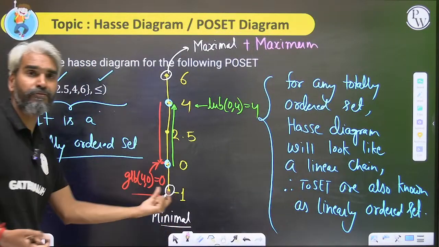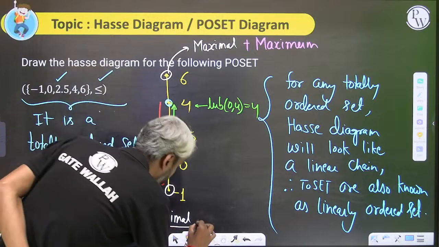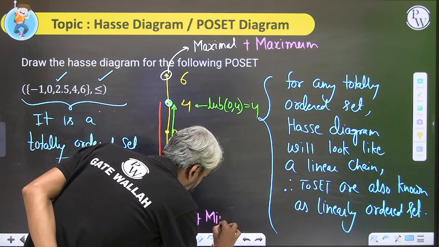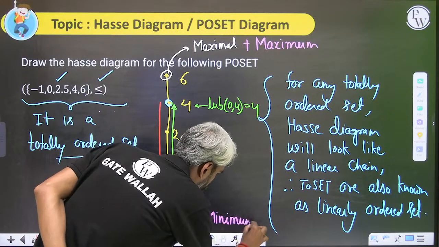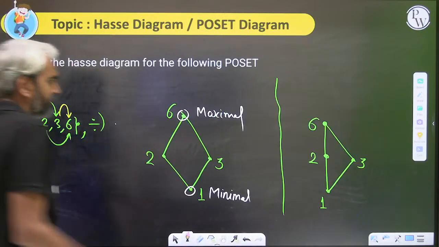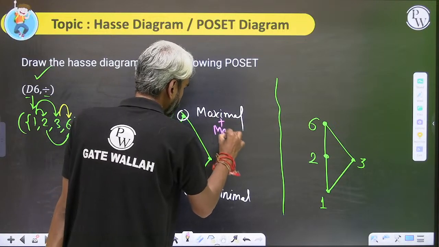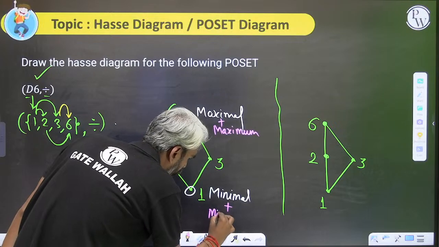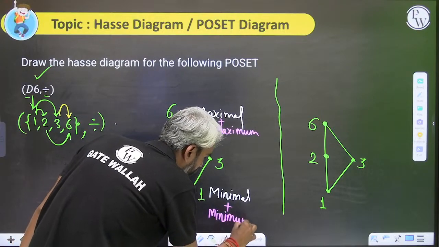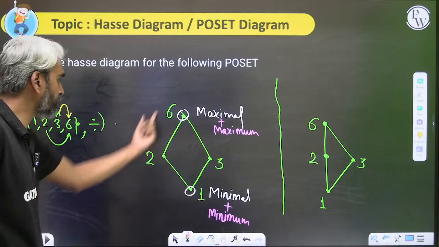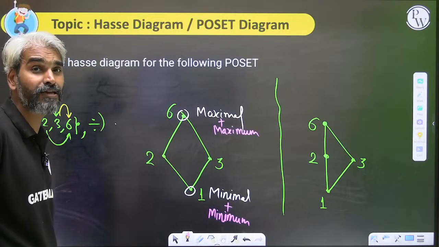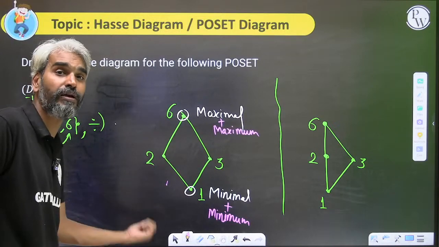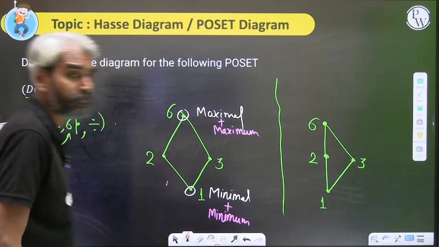Clear? Now the element which is at the lower side of all the other elements of the poset will be called minimum. So it is minimal plus minimum. Clear? This is maximal plus maximum. This is minimal plus minimum. You can actually see, sir, why are you saying 6 is at the upper side? 6 is divided by 1, 6 is divided by 2, 6 is divided by 3, 6 is divided by 6. That is, 6 is at the upper side of all other elements. 1 divides 2, 1 divides 3, 1 divides 6, 1 divides 1. 1 is at the lower side of all the other elements. Therefore, it is minimum. Clear?